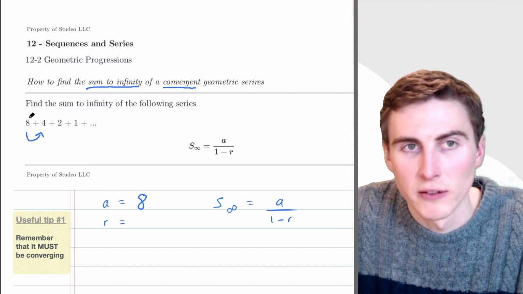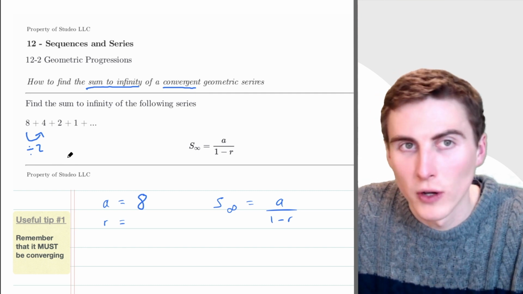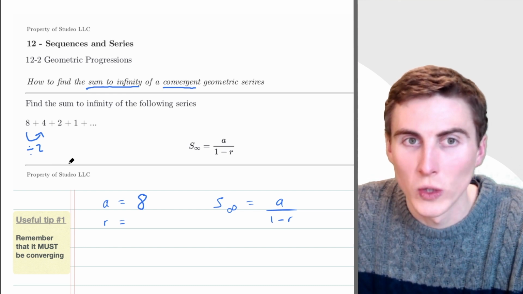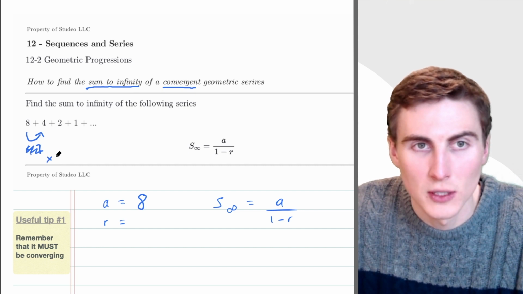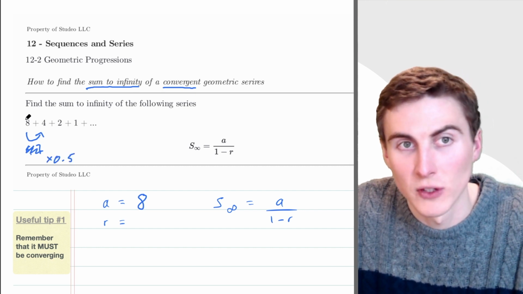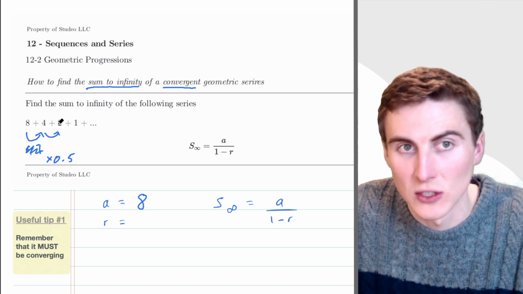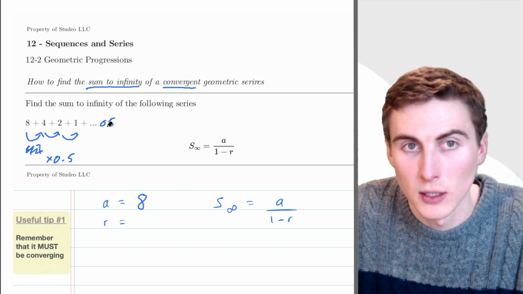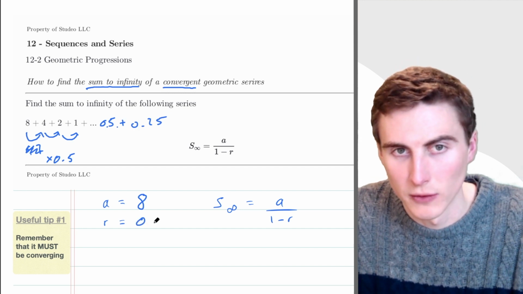One thing to be careful of here is that to get from 8 to 4, you might think that you just divide by 2. However, in geometric series or sequences, the common ratio is always what you have to multiply the term by. So I actually want to put times 0.5. You multiply 8 by 0.5 to get 4, then multiply 4 by 0.5 to get 2, multiply 2 by 0.5 to get 1, and so on. My next terms would be 0.5, 0.25, and so on. So r is 0.5.